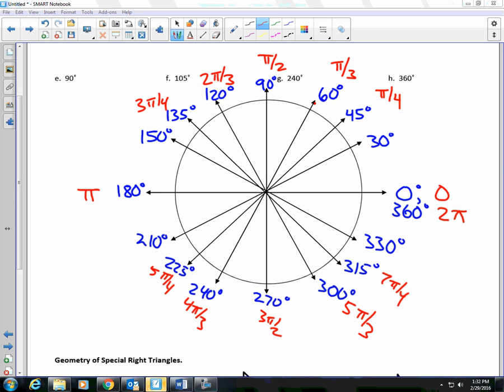Let's do it one last time. Instead of dividing up into thirds or fourths, what's another number that divides evenly into 180 really well? 6. Let's divide it into 6. What's 1/6 of 180? 30. So if 1/6 of 180 is 30, then 30 degrees is going to be pi over 6.